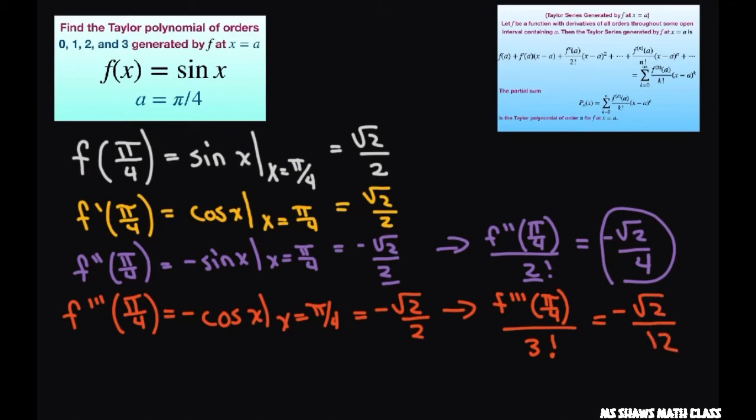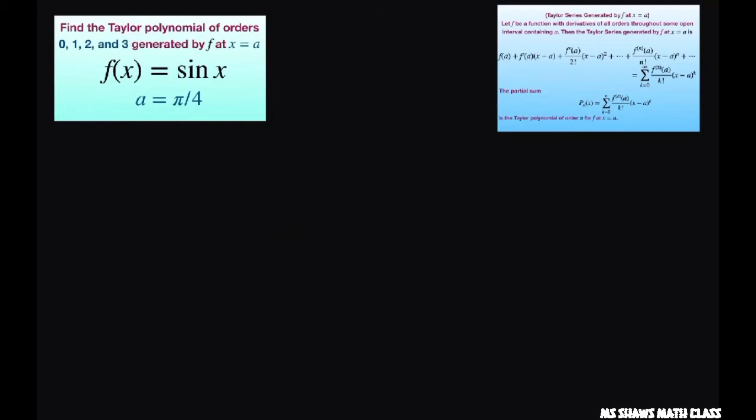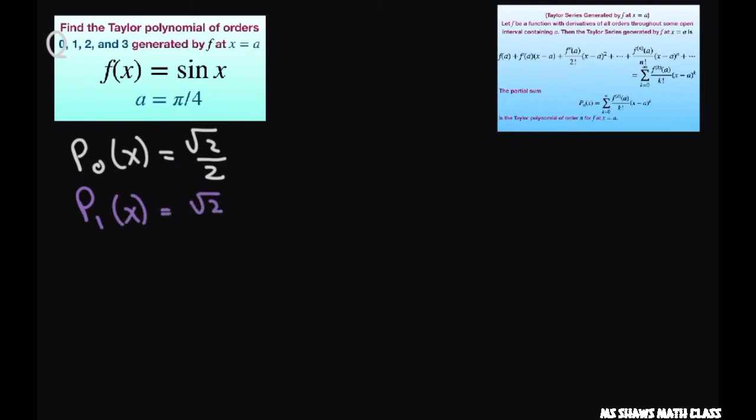So let's write out each order and get started with order 0. So p sub 0 of x just equals square root of 2 divided by 2. Now, p sub 1 of x is just going to be your first term plus square root of 2 divided by 2, and then our a is pi divided by 4, so you can do x minus pi divided by 4.